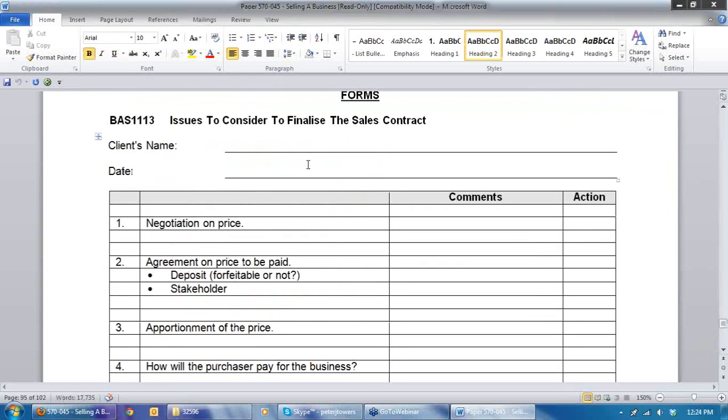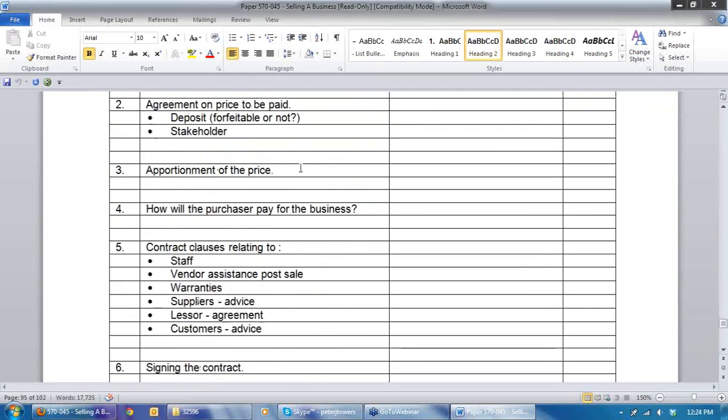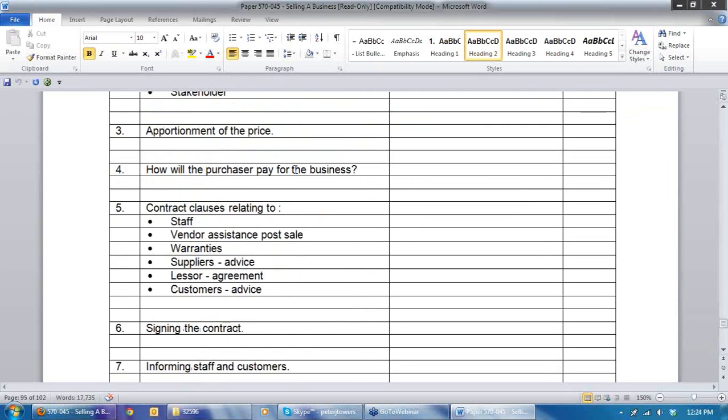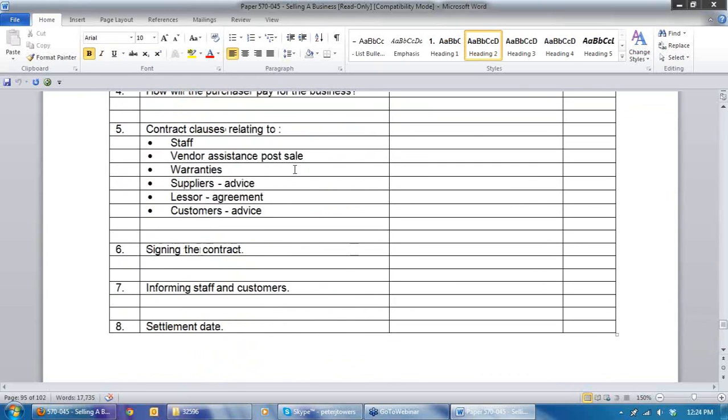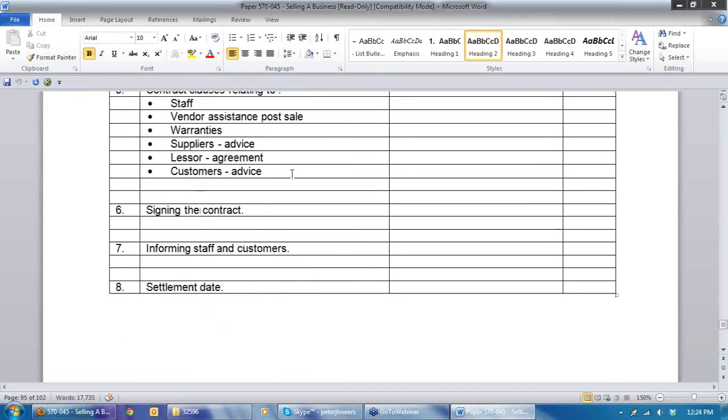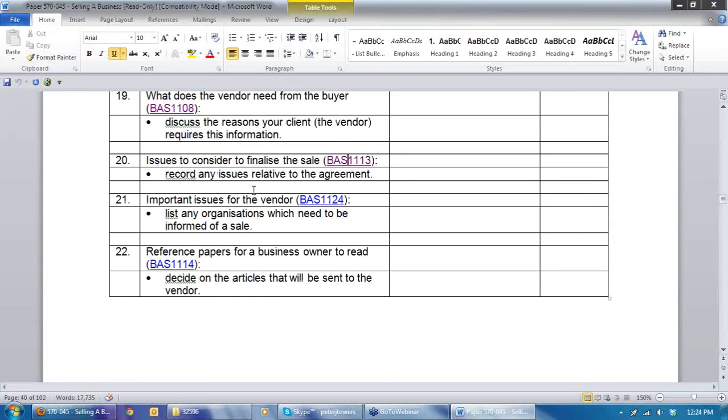And what are some of the issues that might be necessary to finalize the sales contract? Obviously the negotiation on price, deposit, the apportionment. How's the purchaser going to pay? What are the clauses for staff, warranties, vendor assistance? All these types of things need to be considered as part of the sale process.